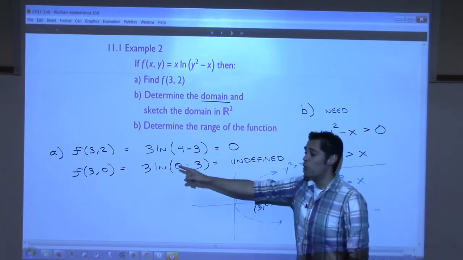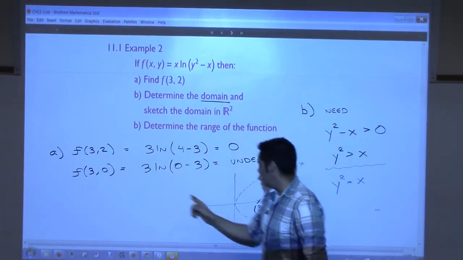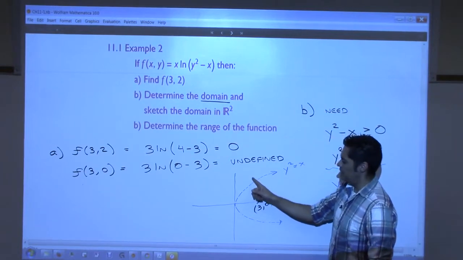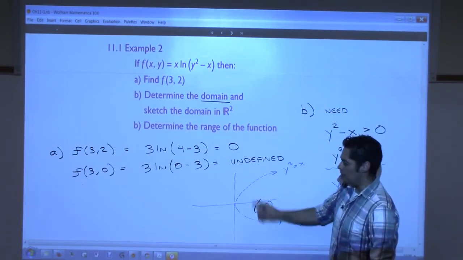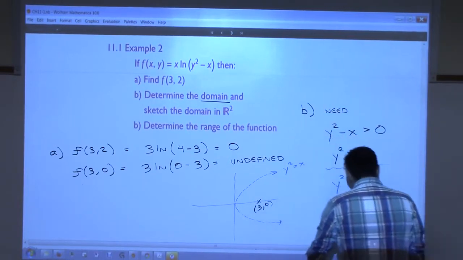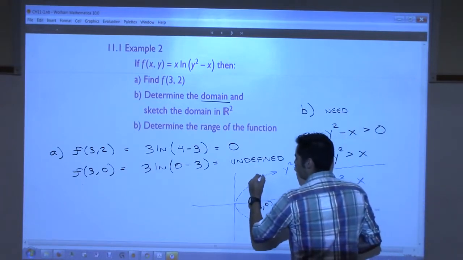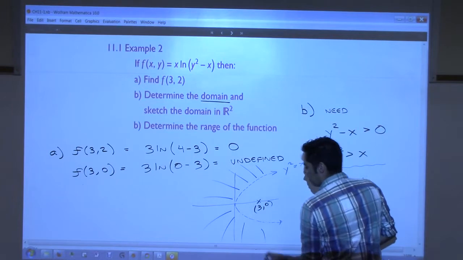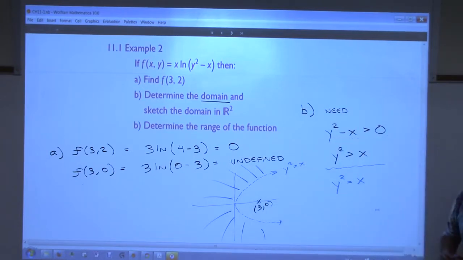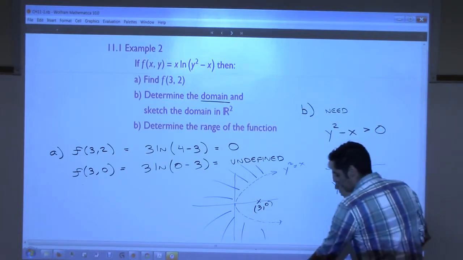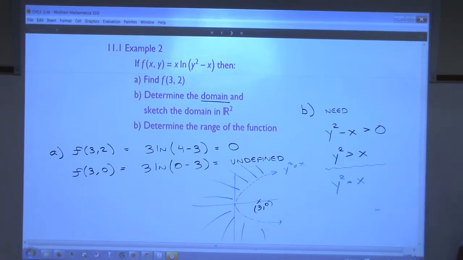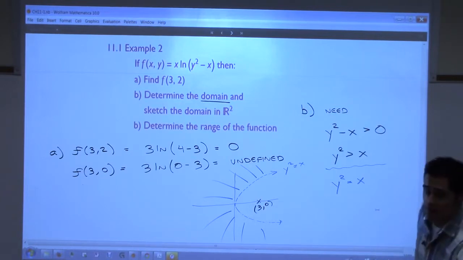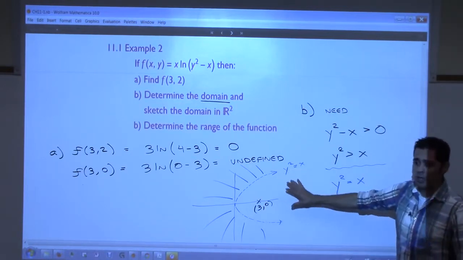Now, a point that did work was (3, 2), right? And that point, (3, 2), can't tell, but it's outside of here. So what I know is that my domain should be on this side of the parabola. Make sense? Are there any questions? I've graphed it in two-dimensional space. So that's the domain? That is the domain of the function, visually.